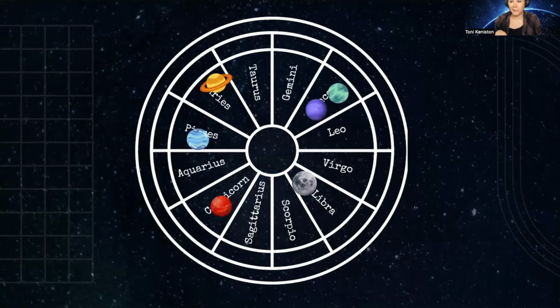So I went ahead and plopped in a couple of cute little clip art graphics here, because this is essentially how your birth chart would look. We have where all of the signs are, and the planets fell into a sign at the time that you were born.